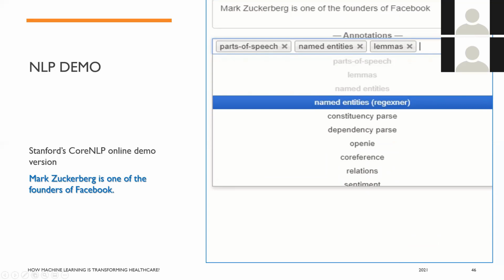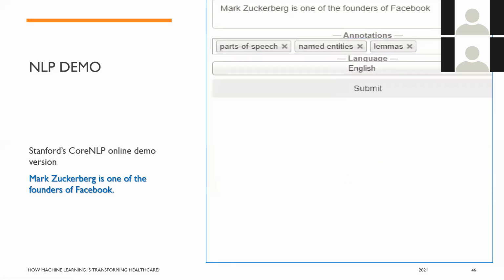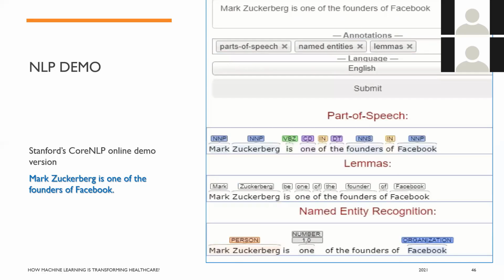Let's see a second example to analyze the sentence: Mark Zuckerberg is one of the founders of Facebook. So if we see the results, POS tags and lemmas are identified. Also notice the NE tagging for Mark Zuckerberg and Facebook as person and organization. Now our text is ready for training the learning algorithm.